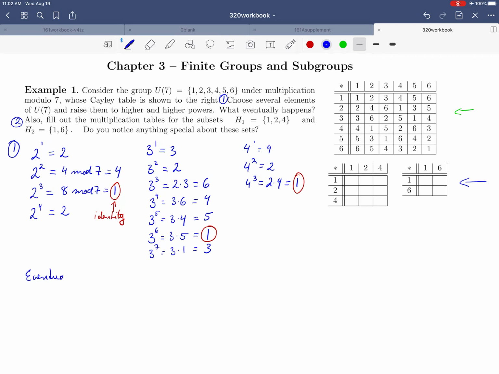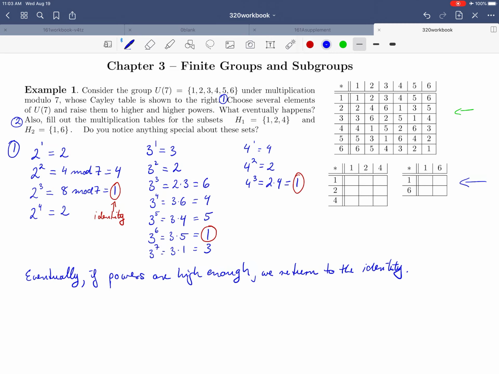Let's write that down. Eventually, and we didn't prove this, we're just observing it, if powers are high enough, we return to the identity. So that is one thing that is happening right here.